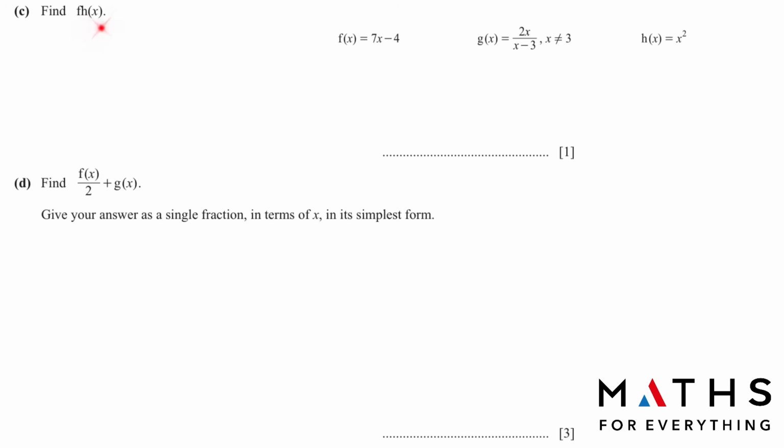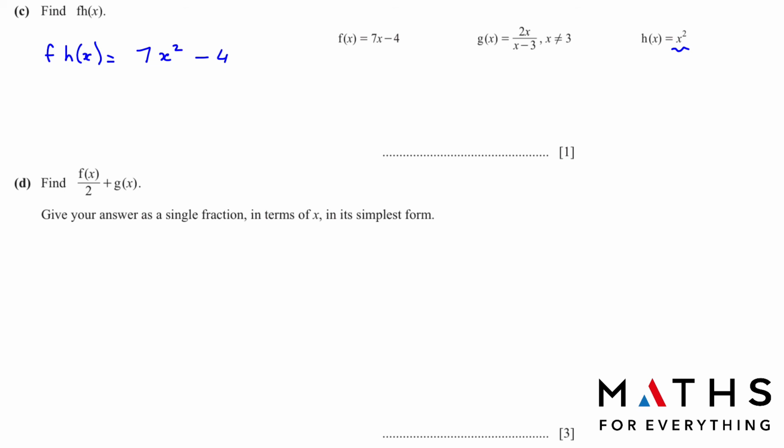Find f of h of x. Remember in the previous part, when the value of x was given, we found first h of x and then we substituted it in f. But if the value is not given, we start from the outside function, which is f. So what is your f? 7x minus 4. Remove the x and replace it with h of x, which is x squared. So that's the answer, 7x squared minus 4.